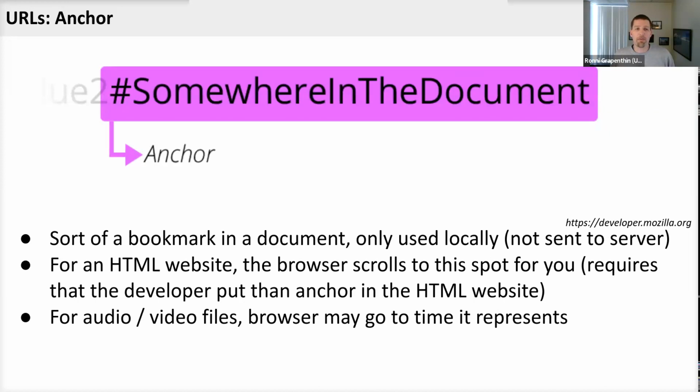The last piece of the URL is the anchor that always starts with a hash symbol or octothorpe. Here it says somewhere in the document. It is some kind of bookmark. When a website that is being sent to your browser has these bookmarks embedded, then the addition of the anchor allows the browser to scroll the website to that bookmark in the document.